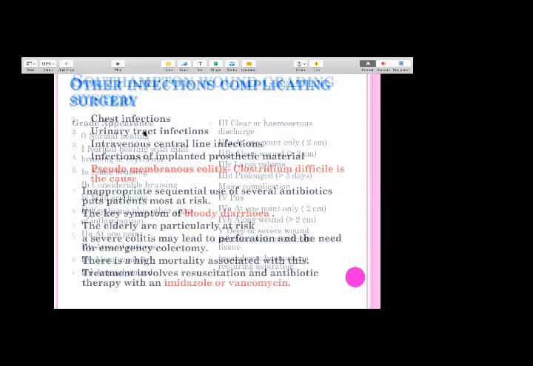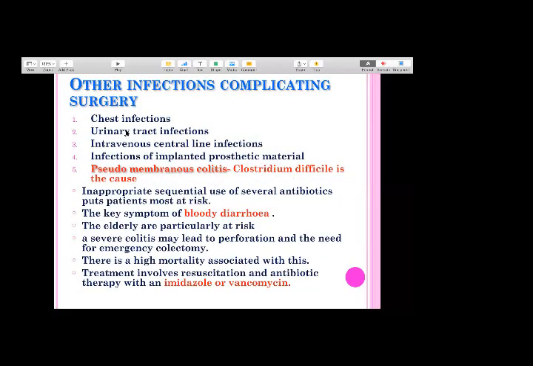Other infections complicating surgeries can also be chest infections, urinary tract infections, intravenous central line infections, and infections of implanted prosthetic materials. Another is pseudomembranous colitis, usually caused by Clostridium difficile. Inappropriate sequential use of several antibiotics puts patients most at risk. The key symptom is bloody diarrhea, and the elderly are particularly at risk. Severe colitis may lead to perforation and need for emergency colectomy. There's a high mortality associated with it, and treatment usually involves antibiotics.